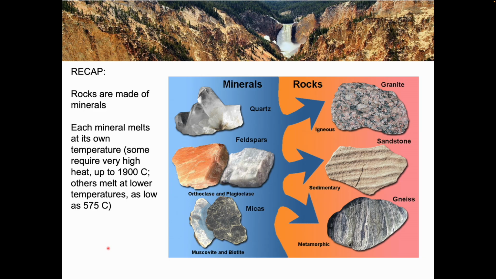Rocks are made of minerals. We got some rocks over here like granite, sandstone, and gneiss. They are composed of mineral crystals. Quartz, feldspars, and micas are all minerals that are sometimes present in these three different types of rocks.